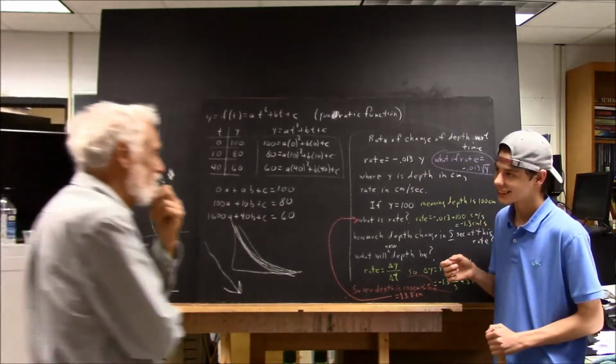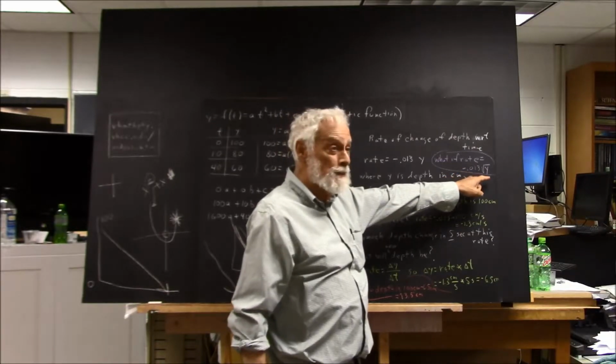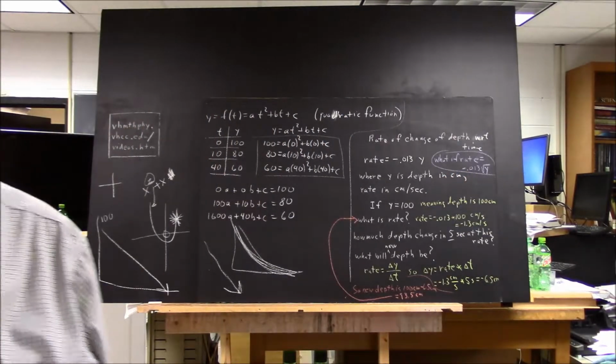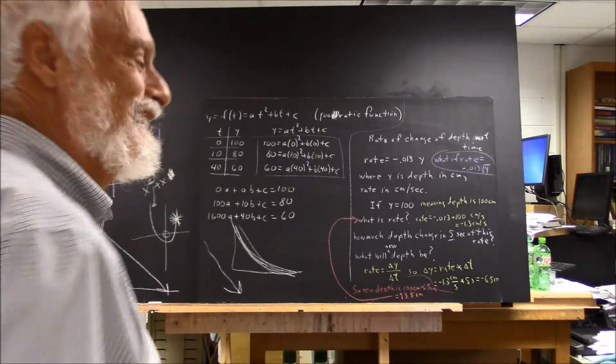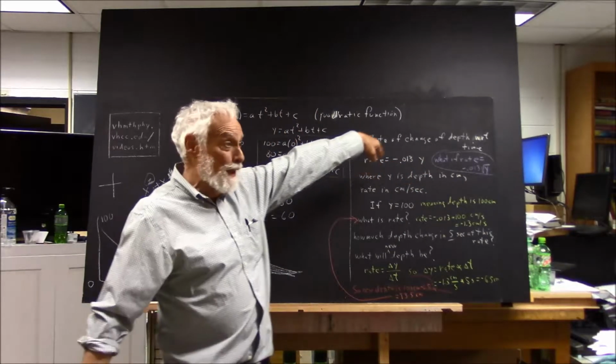What do you think about this? That's good. What if the rate was negative 0.013 times the square root of y? Then it would hit 0. You don't have to get into that one, but I'm just throwing that out as a question.